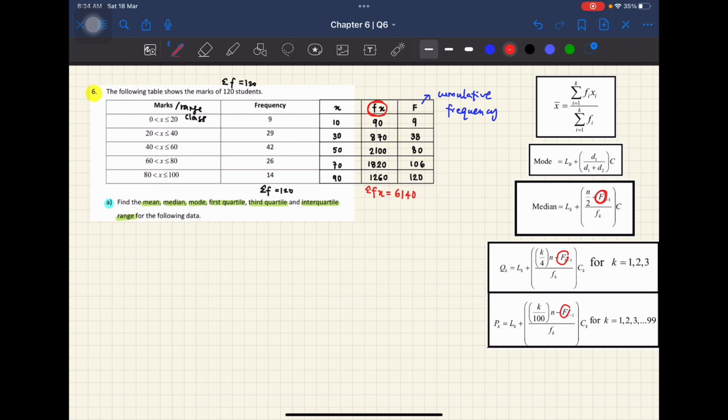Settle. Alright, let's do the first part of the question first. We want to find the mean first. The formula for the mean is summation of fx divided by summation of f.